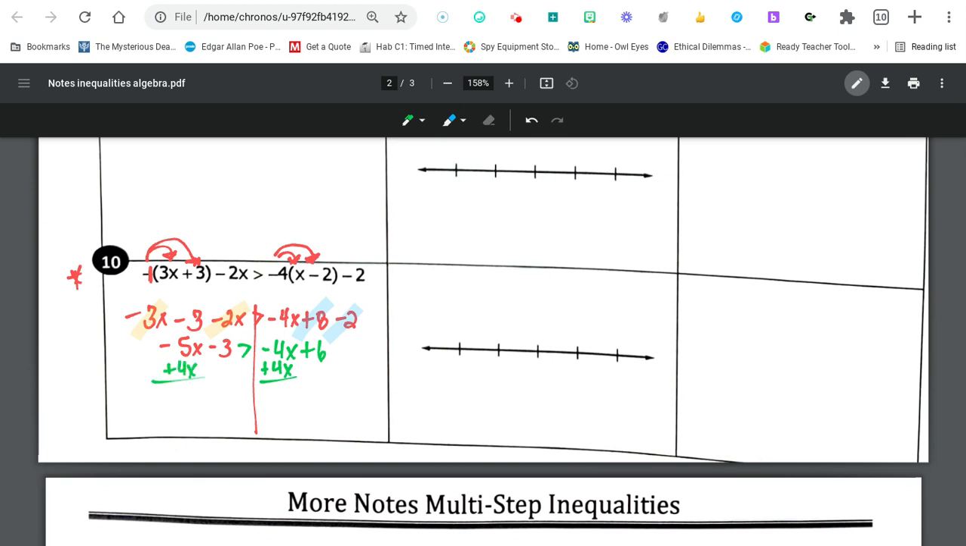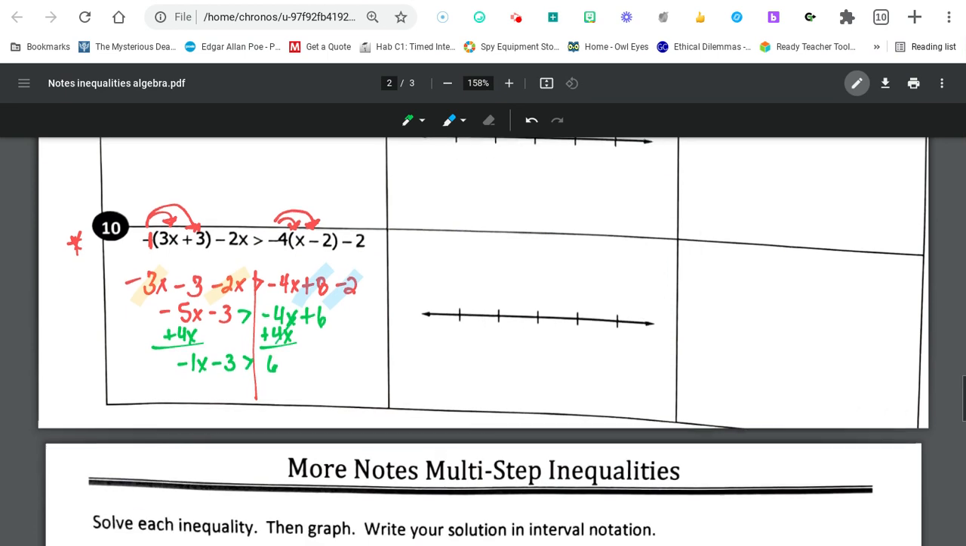So again, when you simplify each side as much as possible, then start trying to get rid of some stuff by doing the opposite, okay? That gives me -1x minus 3 greater than 6. Now you just have a basic two-step. So change -3 to +3. So it gives me negative 1x greater than 9.